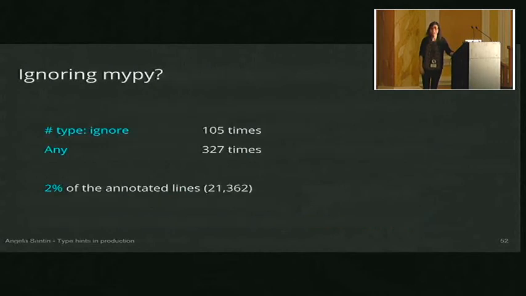And then finally, does MyPy get in our way? How much do we have to ignore MyPy? This is not really the best way to estimate how much we're annoyed by MyPy. But when you add type ignore, it basically tells the type checker, ignore this line, don't worry about it. And Any, as I said, is basically a way of doing dynamic typing whilst having the type checker run through your code. So the total times that we use those two indications to tell the type checker to back off is just 2% of our code. So we don't have to ignore it a lot, which is good.